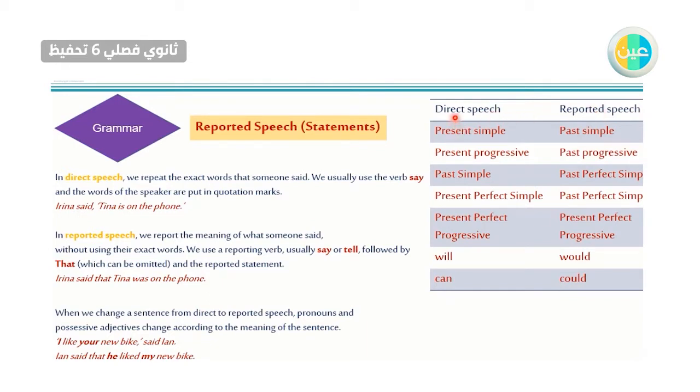When you want to change direct speech to reported speech, present simple becomes past simple. Present progressive becomes past progressive. Past simple becomes past perfect simple. Present perfect simple becomes past perfect simple also. Present perfect progressive becomes past perfect progressive. Will becomes would in reported speech, can becomes could, and must changes to had to. For example, Kevin said, "I want to buy a new car." This is present simple. We will change it: Kevin said that he wanted to buy a new car. Dan said, "I will call you later." We will change it: Dan said he would call me later.